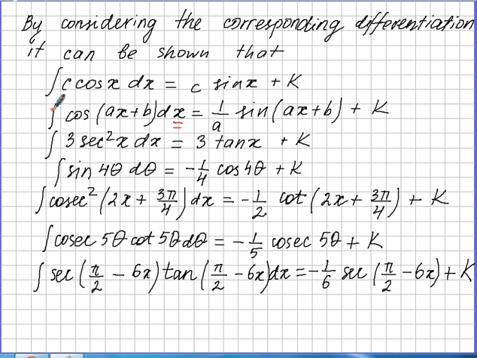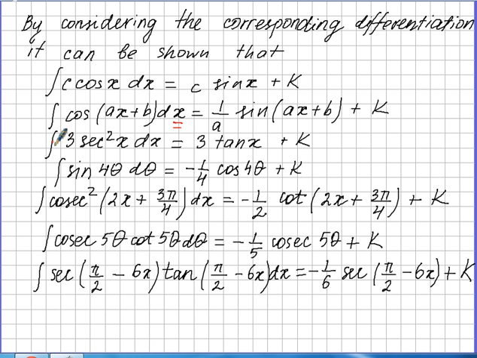Okay, so here's another integral, cos of ax plus b dx. Again, the derivative of 1 over a sine of ax plus b, plus a constant of course, is going to be cos of ax plus b multiplied by the derivative of the internal function, which is a. So to cancel that a that we have to multiply, we divide by a.